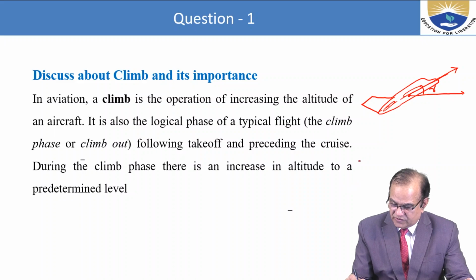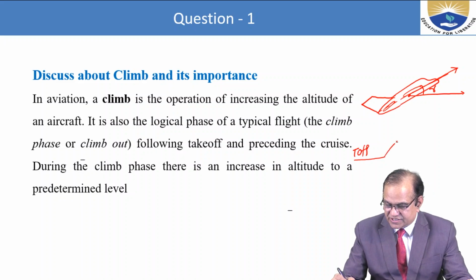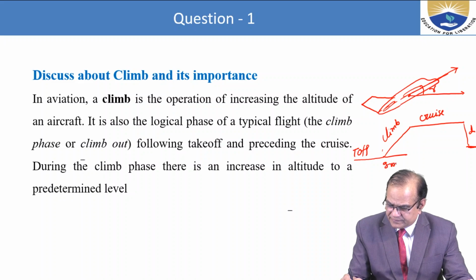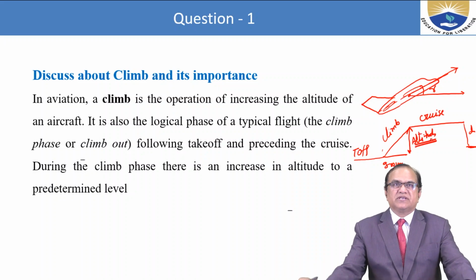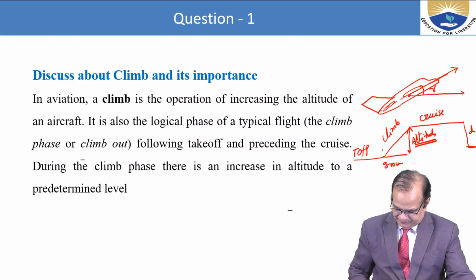The altitude of this aircraft is increasing. So if I talk about this profile, this is the takeoff, then after that it is climb, after climb it is cruise, then it is descent, and then landing. So this is the ground, and this is the altitude. This altitude your aircraft is achieving, and your aircraft will climb in this position.